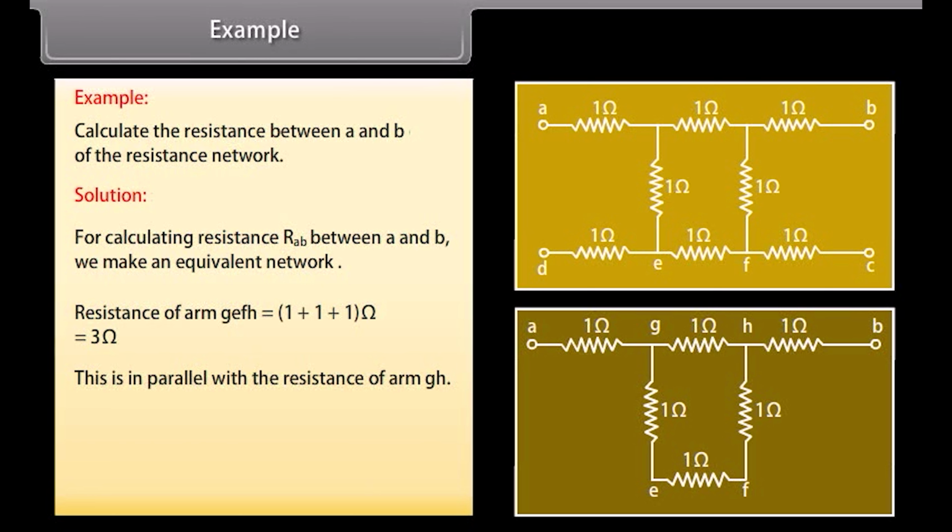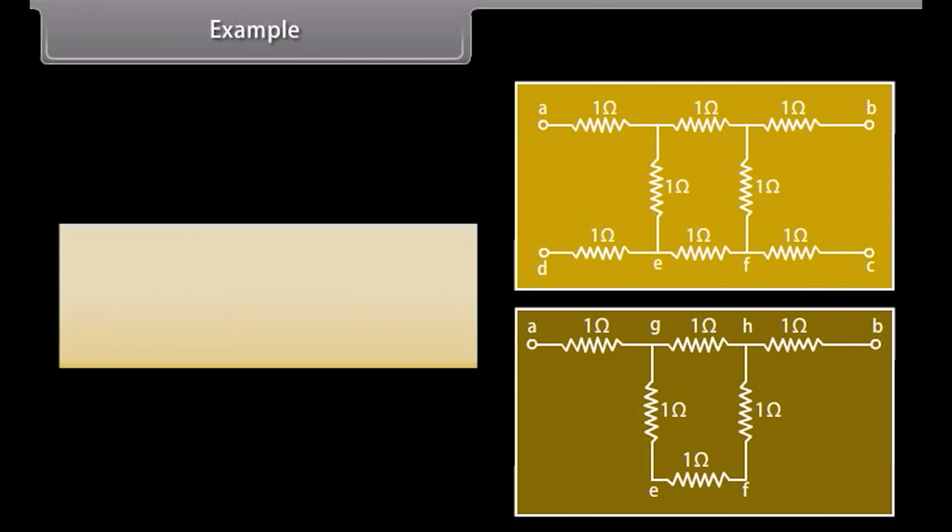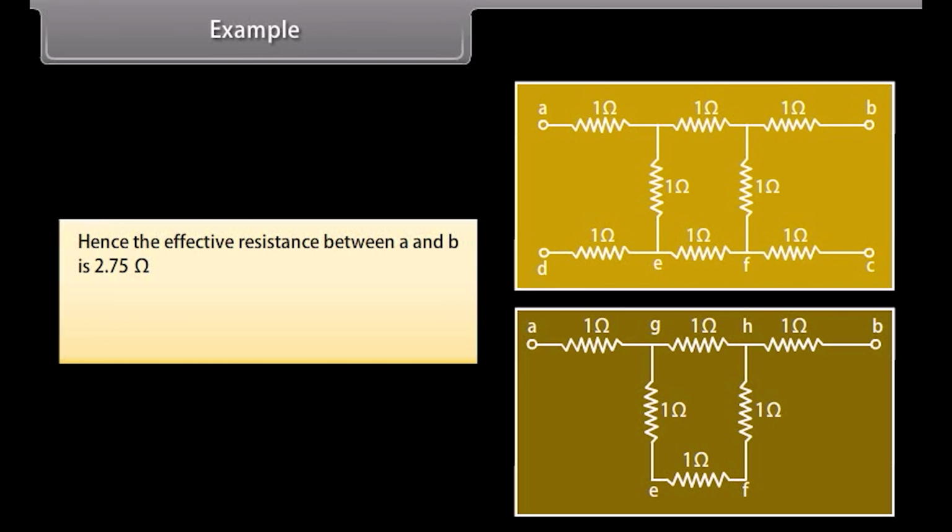This is in parallel with the resistance of arm GH. So, the effective resistance between G and H is equal to 0.75 ohm. Hence, the effective resistance between A and B is 2.75 ohm. Now, RAB is equal to 1 plus 0.75 plus 1, which is equal to 2.75 ohm.